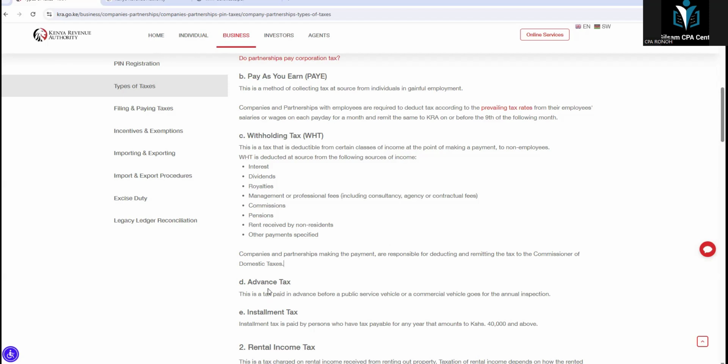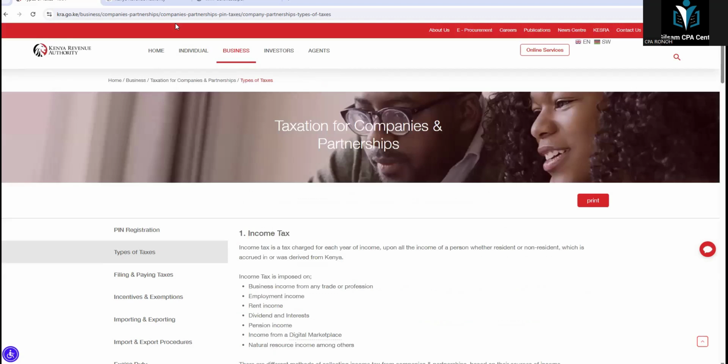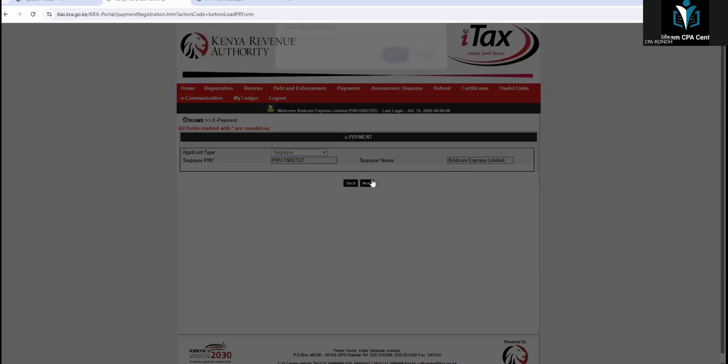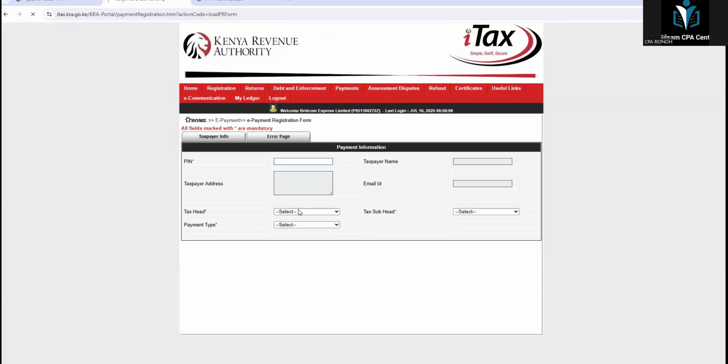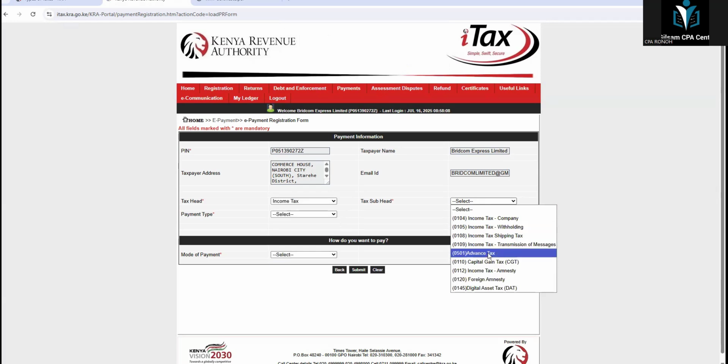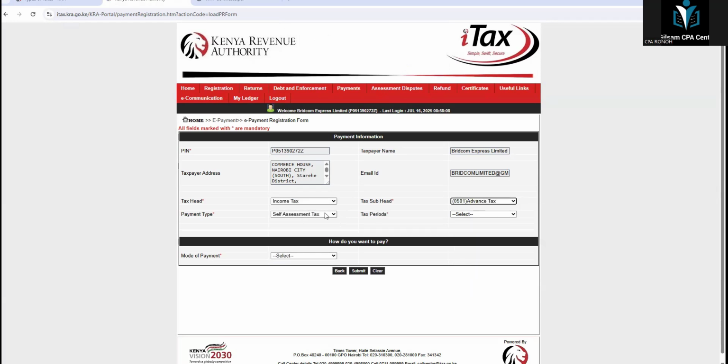So how do you pay that advance tax now? It is the same procedure. You go to iTax, payment registration. Next. And then here, you select the income tax again. On the tax subhead, you select advance tax. And then select which period it is for, 2025.